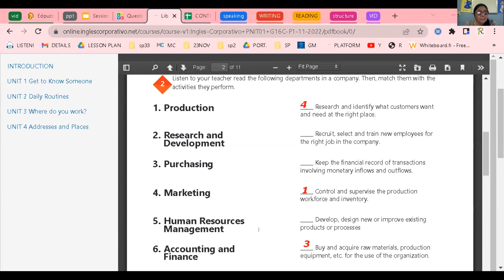Recruit, select, and train new employees for the right jobs in the company. Okay, how about accounting and finance? Keep the financial record of transactions. Okay, so that's number six, and research and development. Two.